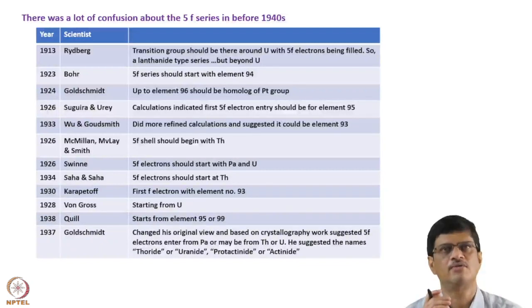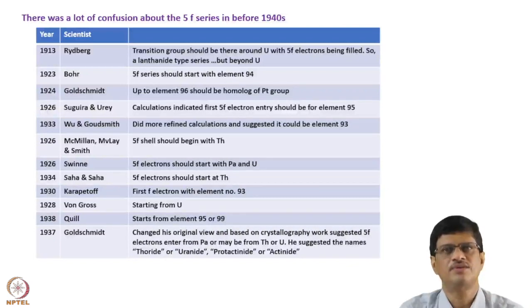In 1926, Sugiura and Wire did calculations and indicated that the first 5f electron entry should be for element 95. In 1933, Hund and Goldschmidt did more refined calculations and suggested that the first 5f electron filling should be not for element 95, but for element 93. In 1926, Macmillan, Mole and Smith suggested that the 5f shell should start with thorium. And in 1926 again, Schwenne suggested that 5f electrons should start with protactinium and uranium. In 1934, Saha and Saha suggested the 5f electrons should start at thorium. And in 1930, Karapetov suggested the first 5f electron with element number 93.